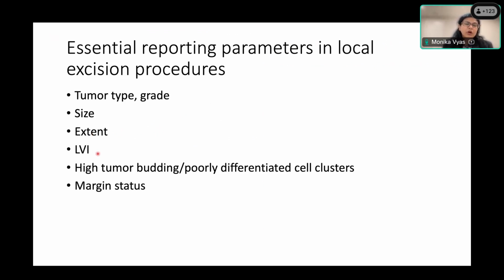And even though you will not have the full thickness of the bowel wall, you can report on however deep the tumor goes in the sections you're seeing, and stage it accordingly. Obviously, if your deep margin is positive, then you cannot stage it adequately. Presence of LVI, tumor budding, or poorly differentiated cell clusters, and margin status are some important considerations.